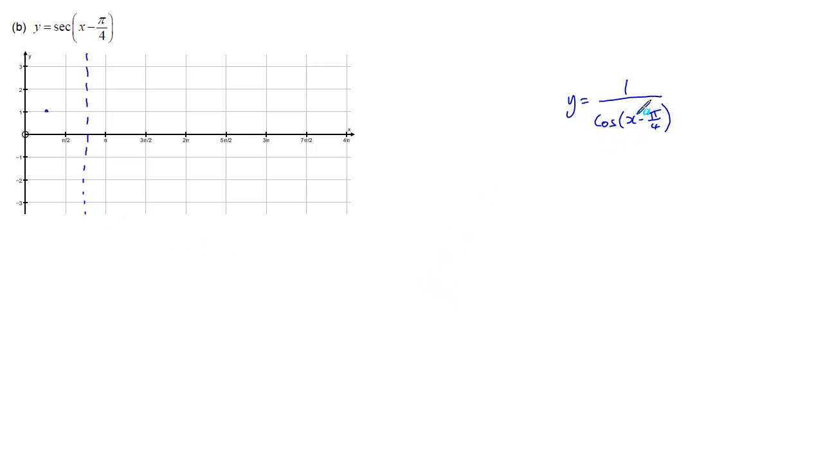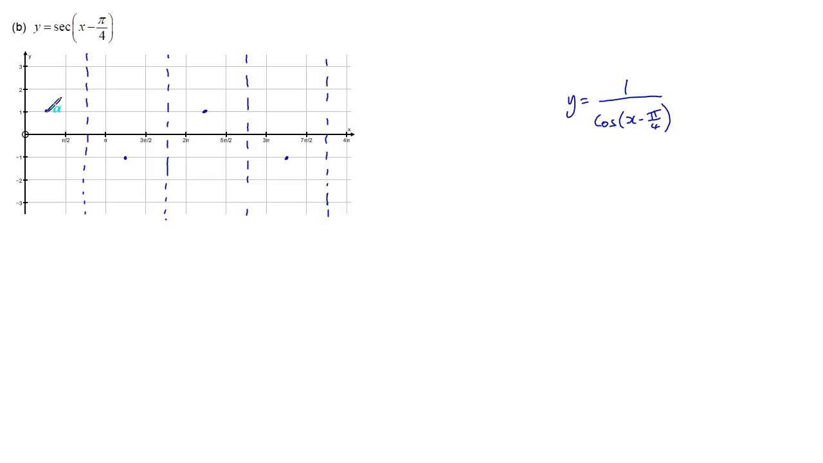At 5 pi by 4, we'll have cos pi. Cos pi is negative 1. 1 over negative 1 is negative 1. So it's going to go through this point. And then we can see that the asymptote will go here. And then it's going to be here. And an asymptote here. And because it just repeats itself, we can see what's happening everywhere now. Like so.